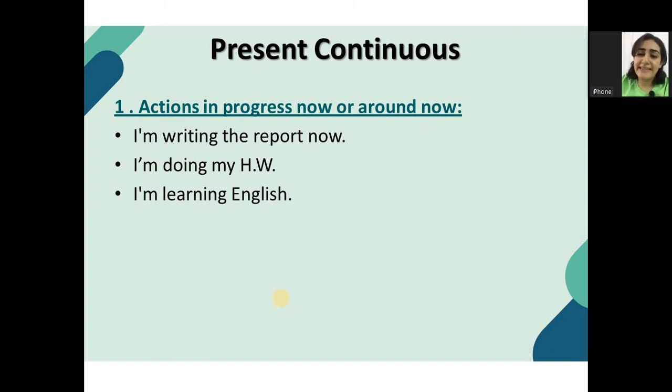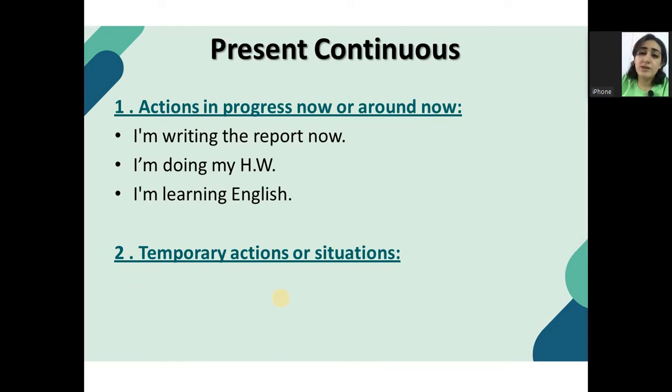I'm learning English is not only confined to learning English right now while we are talking. No, it could be limited to a specific period of time, like during the summer vacation, for example. I'm learning English now. This means that I'm talking about a specific period of time, okay?